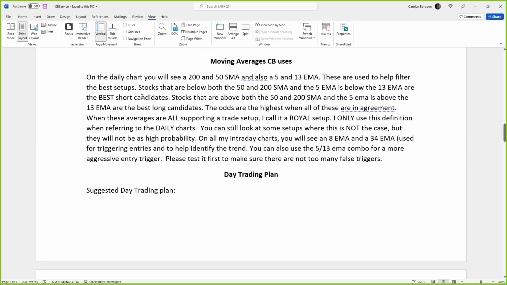Basically, stocks that are below the 50 and 200 SMA and the 5 EMA is below the 13 would be the best short candidates. Turn it around the other way: if you're above the 50, above the 200, and the 5 is above the 13, those are going to be the better long candidates. A lot of the charts will end up being mixed, but if you're thinking about the most important averages on the daily chart, I would focus on the 50 and where the 5/13 combo is. Is it in a buy mode or a sell mode?